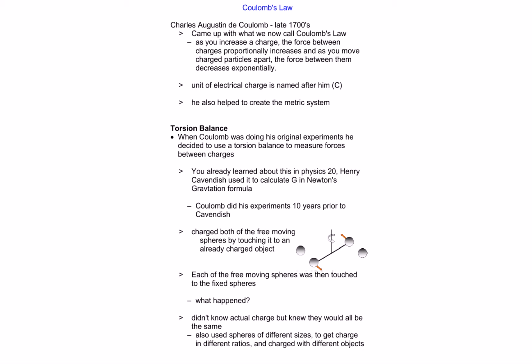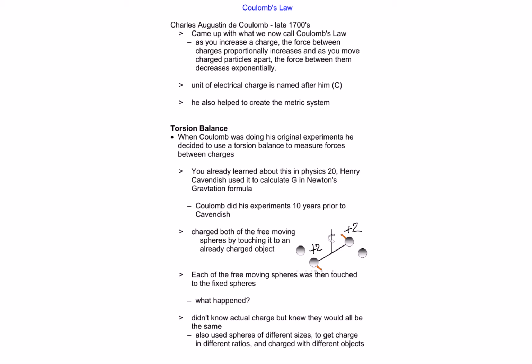So just a quick explanation. If you look at the picture on here, Coulomb would charge an object on each end of the sphere. Let's suppose he put a positive 2 charge on that one, and then he put the same charge on that one. He didn't know how much the charge was, but he would charge a rod, like what we do in class. We rub an ebonite rod with fur or something like that, and then he would touch the metal sphere, and then do the same thing on the other side.